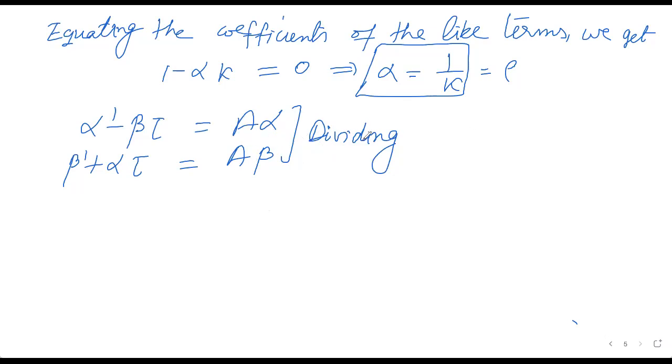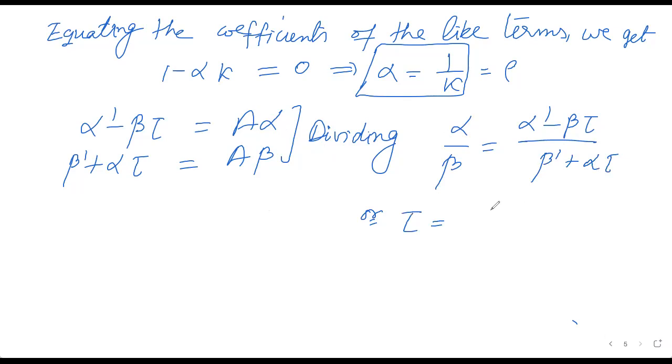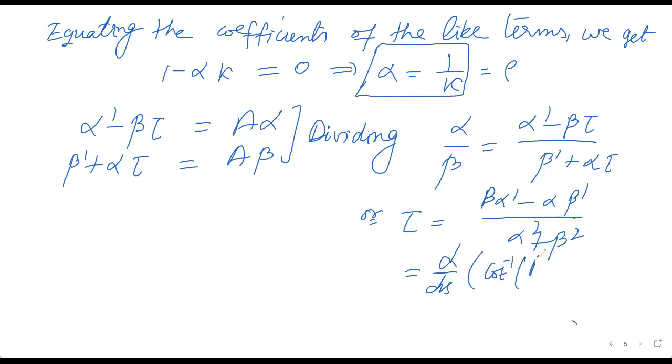दे, इसे कंप्लीट कर ले रहे हैं। तो डिवाइड करेंगे जब आप, तो a से a कैंसिल हो गया, you got alpha upon beta is equal to alpha dash minus beta tau upon beta dash plus alpha tau. और इससे अगर मैं tau को अरेंज कर लूँ, by arranging the terms, tau will be coming beta alpha dash minus alpha beta dash upon alpha square plus beta square by arranging the terms. This is the tau, and it is nothing but it is d/ds of cot inverse beta upon alpha.